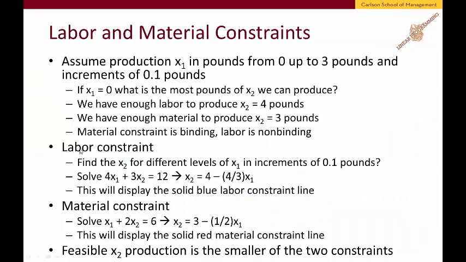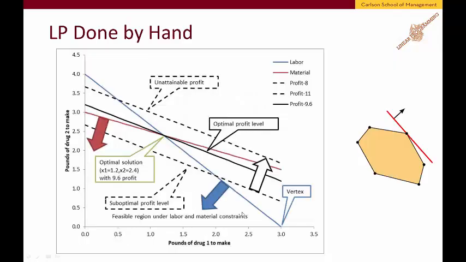For labor, we set up the equation 4x1 plus 3x2 equals 12, substituting different values of x1 going from 0 to 3 pounds in increments of a tenth of a pound, and solve for x2. The solution equation is shown right here: x2 equals 4 minus 4/3 x1, which looks a lot like y equals mx plus b, or b plus mx, that you saw before, where the slope m in this case is negative 4/3, meaning that the line goes down, as you know from looking at the blue line here.